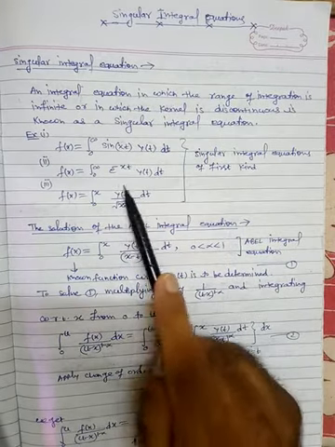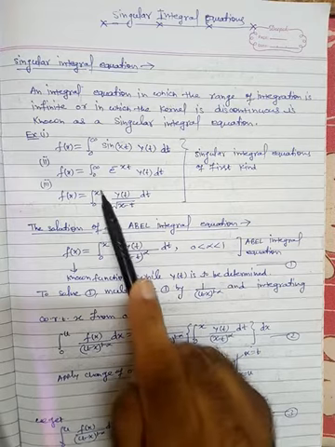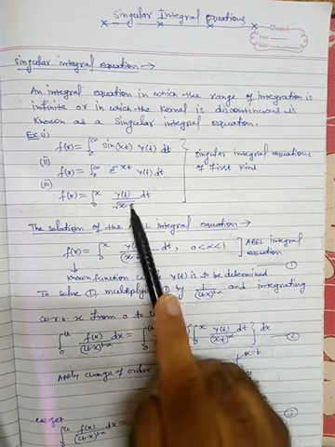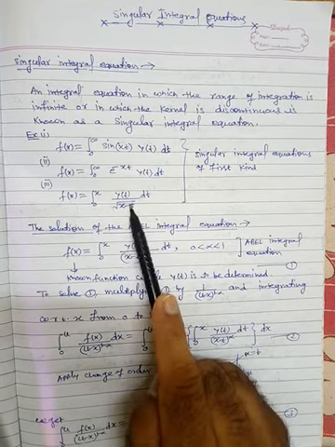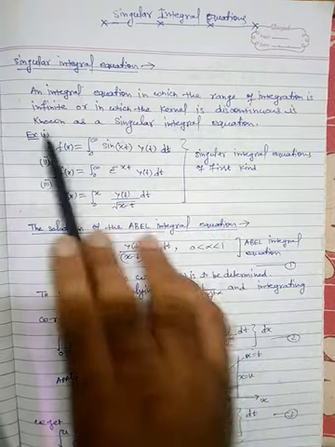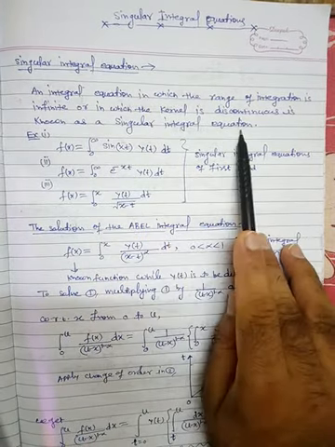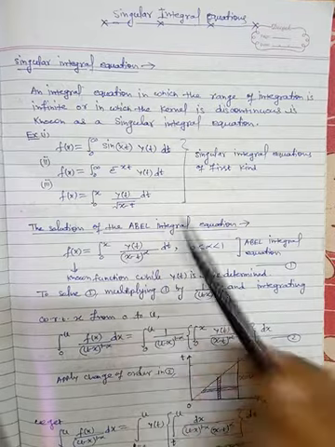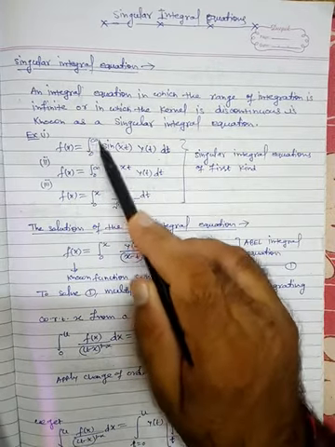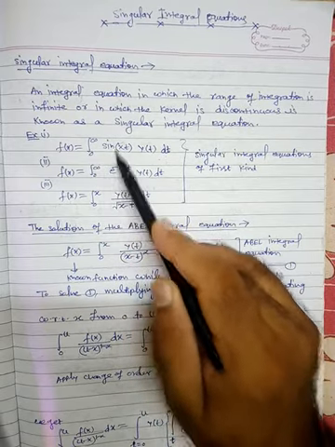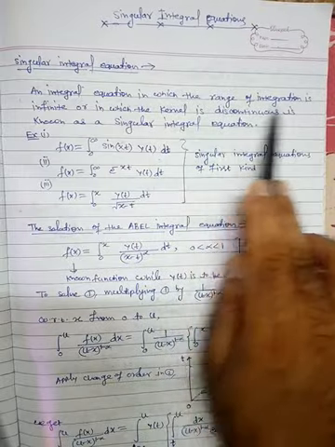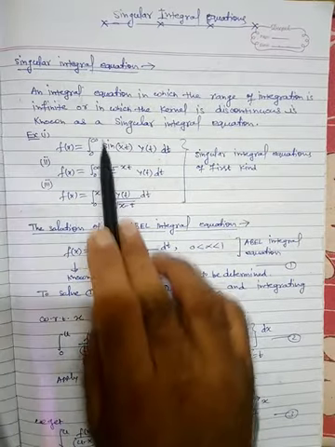For example here, t is a variable and x is the upper limit. If you put t is equal to x here, this will be infinite. So that's not defined, that means discontinuous, and hence it is known as a singular integral equation. Examples are these three. In the first example, if you see, the limit is infinite. That's why both these examples say that the range of integration is infinite, and that's why they are singular integral equations.